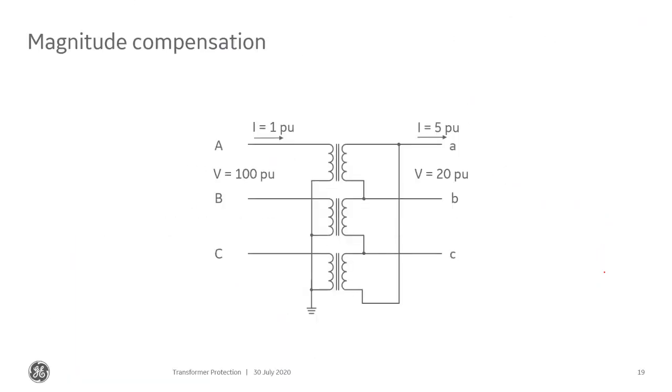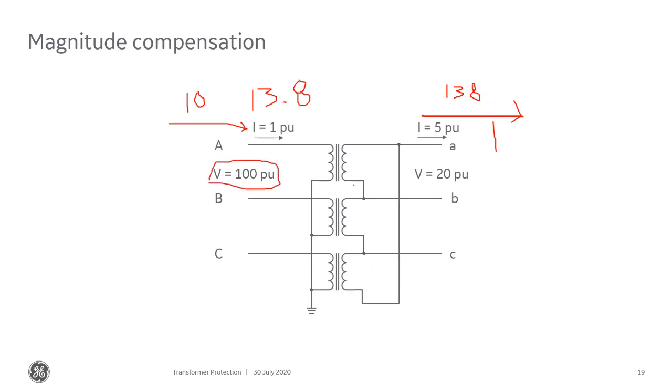One of the other ways we need to compensate this is magnitude compensation. So imagine if this is a 13.8 kV to 138 kV transformer. So let's say instead of 1 per unit here, let's say this is 13.8, right? And this is 138 over on this side. Well, if I have 1 amp flowing out of that 138 kV winding, it means I've probably got 10 amps flowing into the 13.8 kV winding, right? So I've got this transformation ratio I have to deal with.